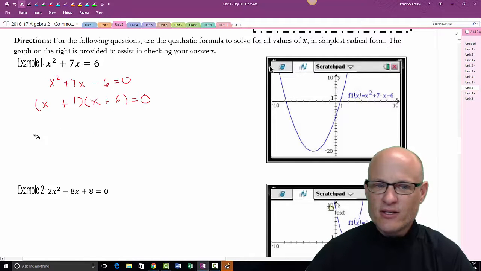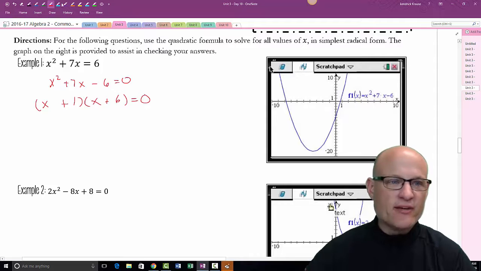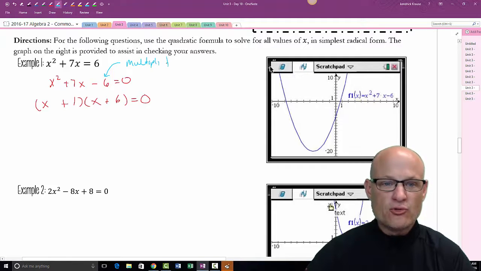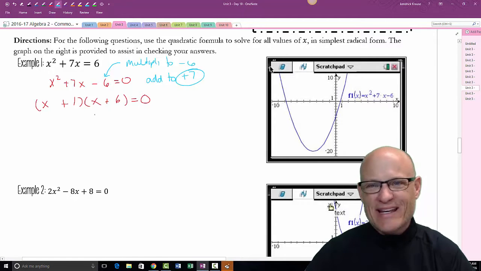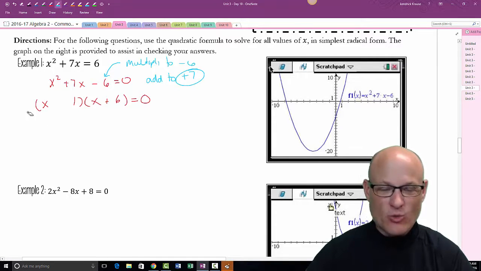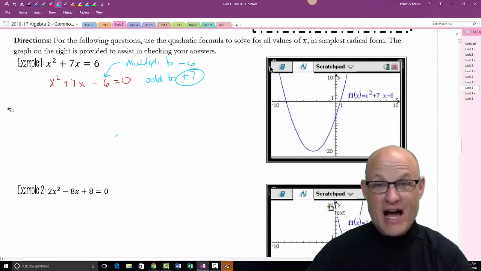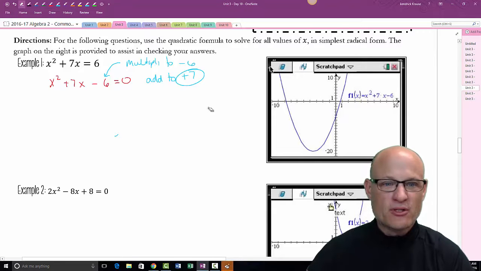But no. Remember, if this number over here is negative, they have to multiply to negative 6, but add to positive 7. So the only way to get a negative is if one of them's positive and one of them's negative. But these now aren't adding. Remember, this is positive 6 and negative 1. Those subtract to make 5. They don't add up to 7.